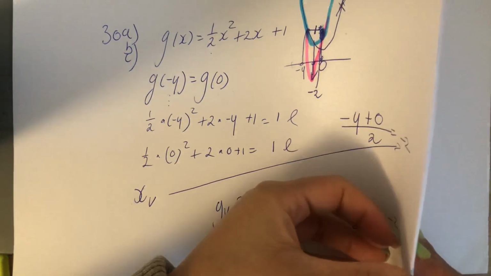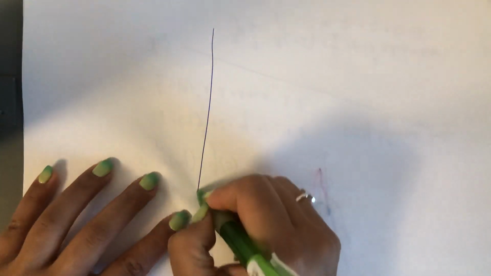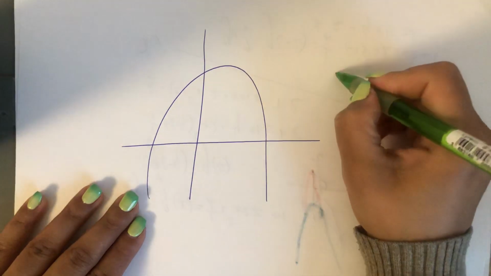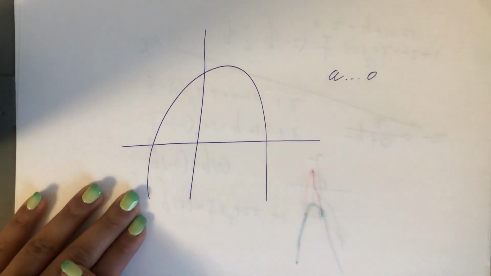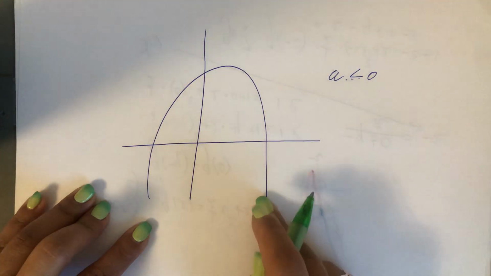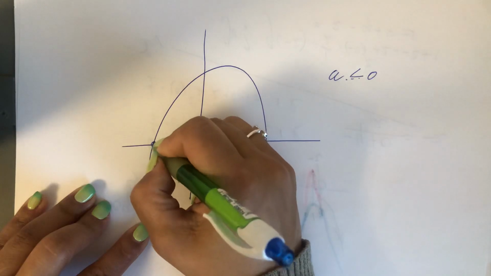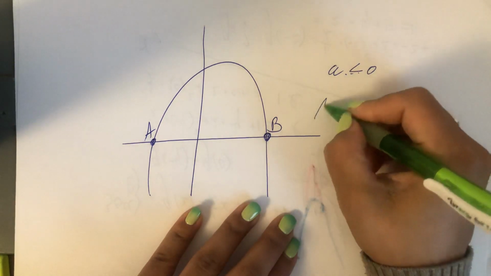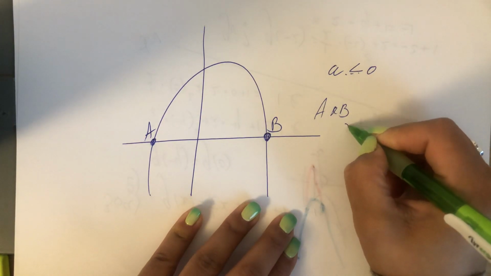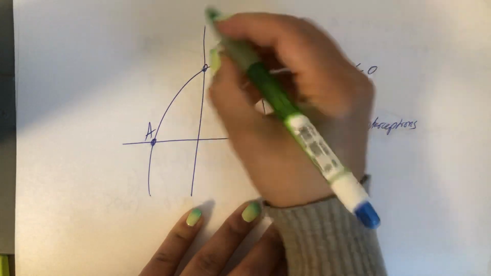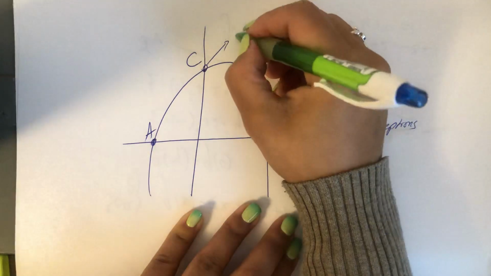Now, let me make another better sketch. So, if this is my coordinate plane, this is my parabola, we already know, hey, my a is less than 0, because it's concave down. We know that over here, points A and B are called the x-intercepts. Over here we have the C, this is the y-intercept.